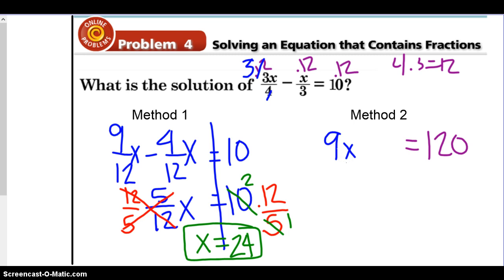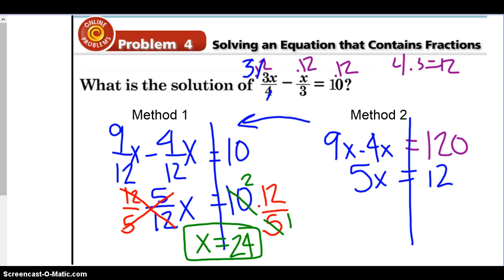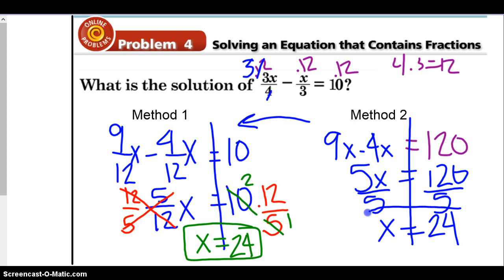And over here, 12 times 1 divided by 3 minus 4x. Do you see how that looks a lot the same as this one over here? And then look at what I can do. I've got 9x's minus 4x's. Well, that gives me 5x's equals 120. And so I can undo that, divide by 5, all is well. Does the answer come out the same? Yes, I still have 24.